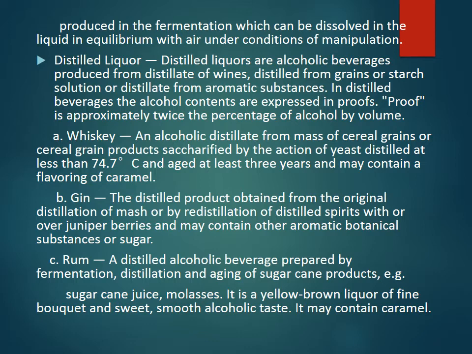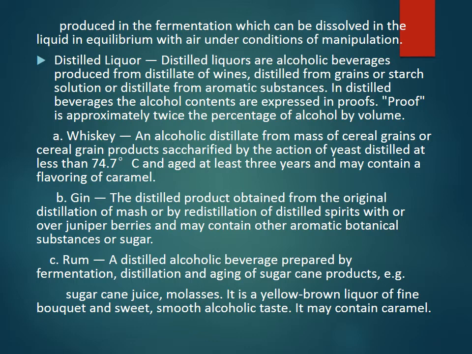Whiskey, an alcoholic distillate from mass of cereal grains or cereal grain products, such as saccharide, by the action of yeast, distilled at less than 74.7 degrees Celsius, aged at least 3 years, and may contain a flavoring of caramel. Next is gin, the distilled product obtained from the original distillation of mash or by redistillation of distilled spirits with or over juniper berries, and may contain other aromatic botanical substances or sugar.